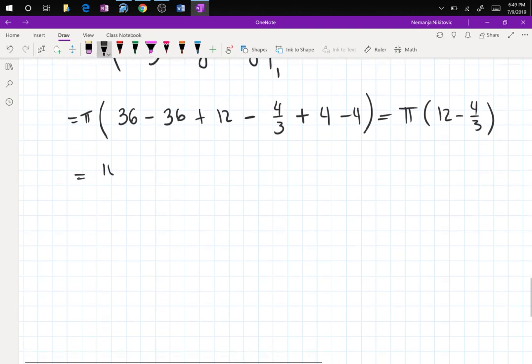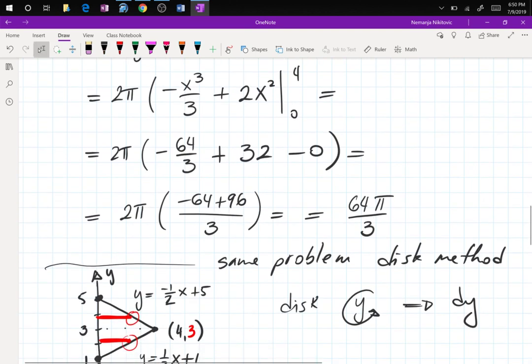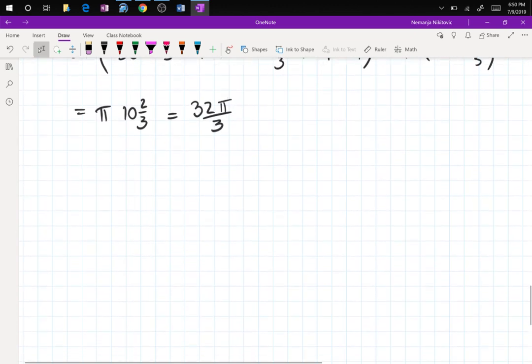So pi times 10 and 2/3. Now that's 32 pi over 3. 32 pi over 3. What do you have over here? 64 pi over 3. Isn't this symmetric? The top half is the same as the bottom half? Yes, it is, right? So we already know we're good. But we're still going to calculate the other one, because not every problem is symmetric.